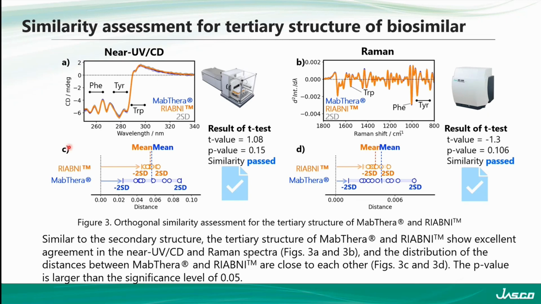And so here, when we run the two materials, once again, we get that the similarity rating has passed for the t-test when we employ near UV CD. And then we can also do the same thing now with Raman. And we can run that through qHOS and it will also give a pass.